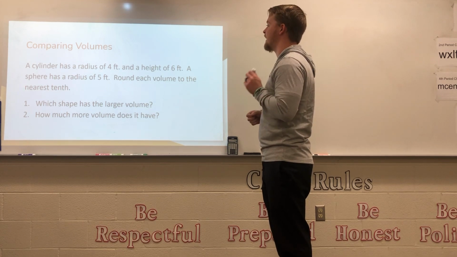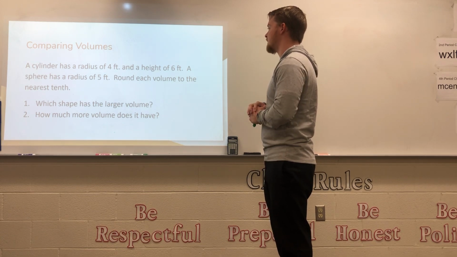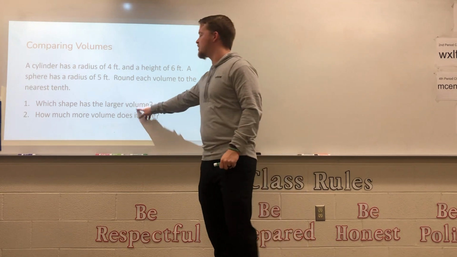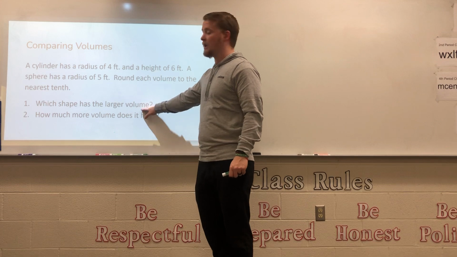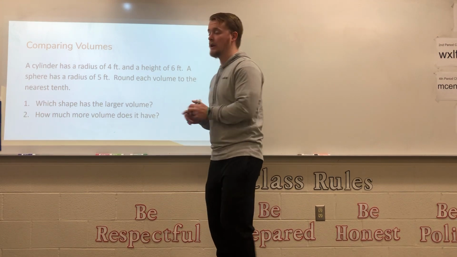It says we have a cylinder that has a radius of 4 feet and a height of 6 feet. We have a sphere that has a radius of 5 feet. Round each volume to the nearest tenth. So two parts. Which shape has the larger volume? So we know we're going to have to find the volume of both figures.